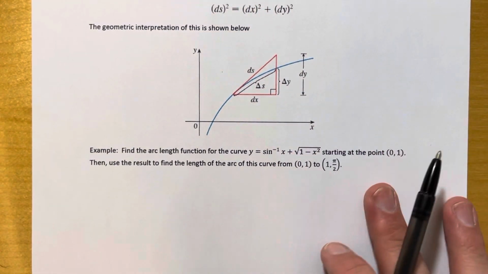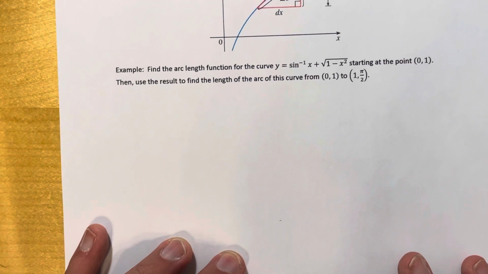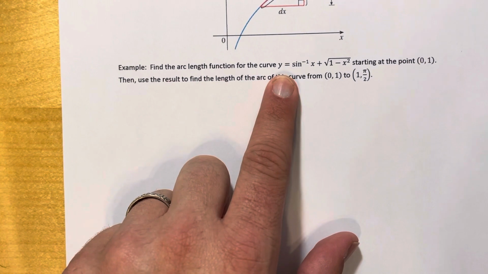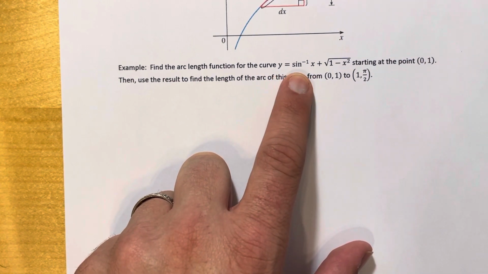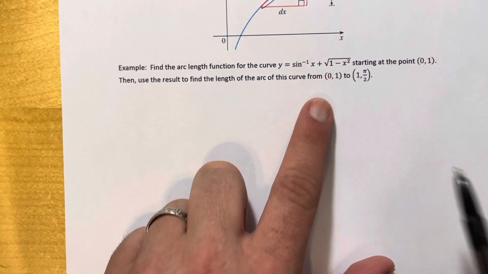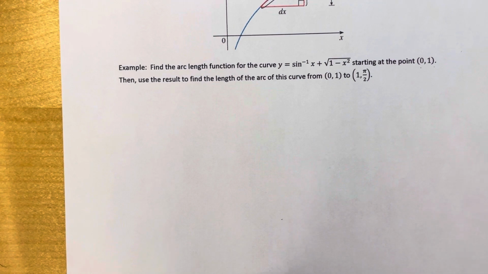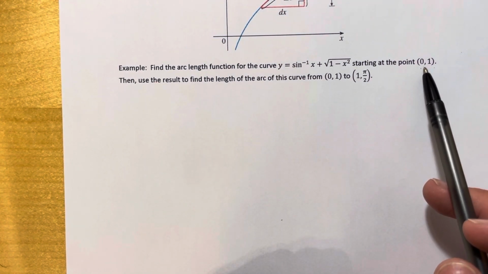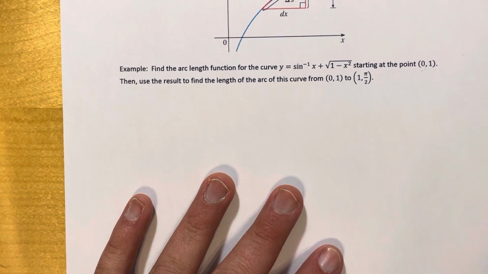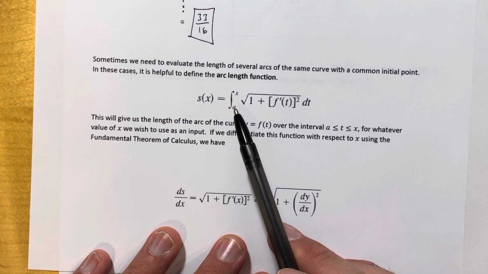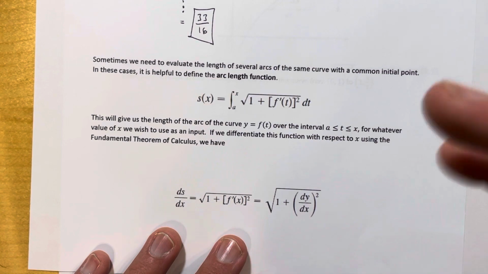Okay? This is a concept that gets used more in Calculus 3, but it's useful to introduce it here. So we have one example left to do. We want to find the arc length function for this curve, inverse sine of x plus the square root of 1 minus x squared, starting at the point 0, 1. Anytime you're being asked to find the arc length function for a given function, you have to be given a starting point. Because, again, if we go back to that definition, there has to be some lower limit of integration that we know, because we're going to put that here, then we can evaluate s of x.